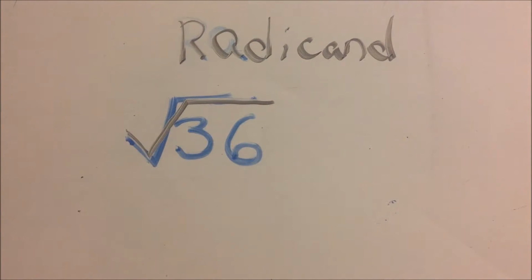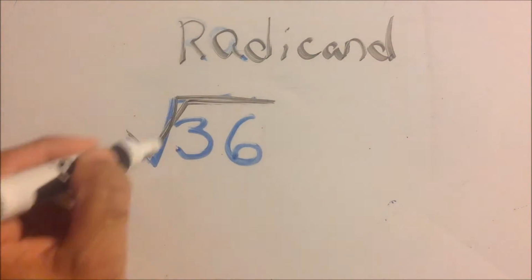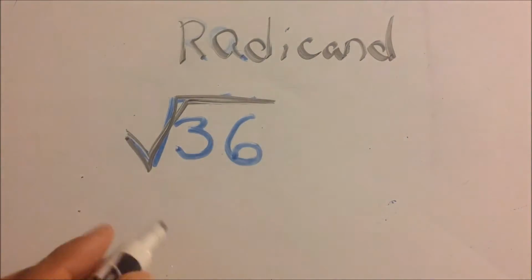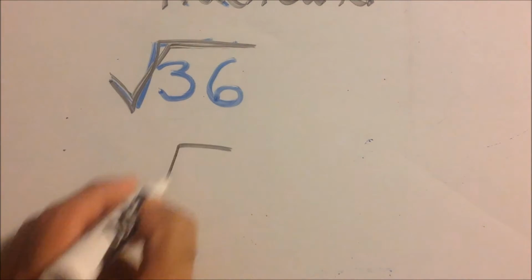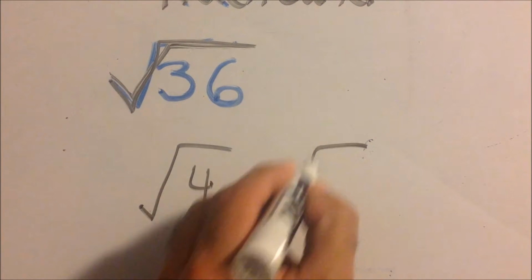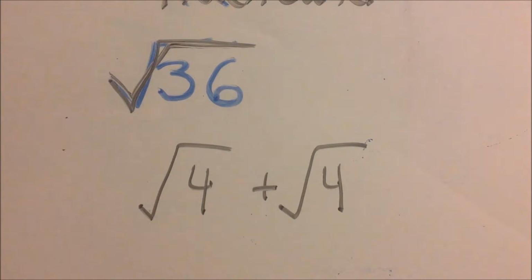Now, when we're adding or subtracting radicals, it's very important that the radicands are the same. The radicands have to be the same. So if I did the square root of 4 plus the square root of 4, they have the same radicand, so you can combine them.